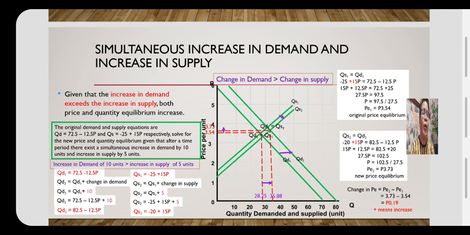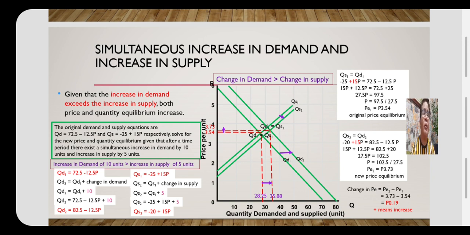And solving for the unknown variable P, I repeat, in solving for P, let us bring those terms with P to the left side of the equality sign and bring all the whole values to the right side of the equality sign. Thus, we now have 15P plus 12.5P is equal to 72.5 plus 25.